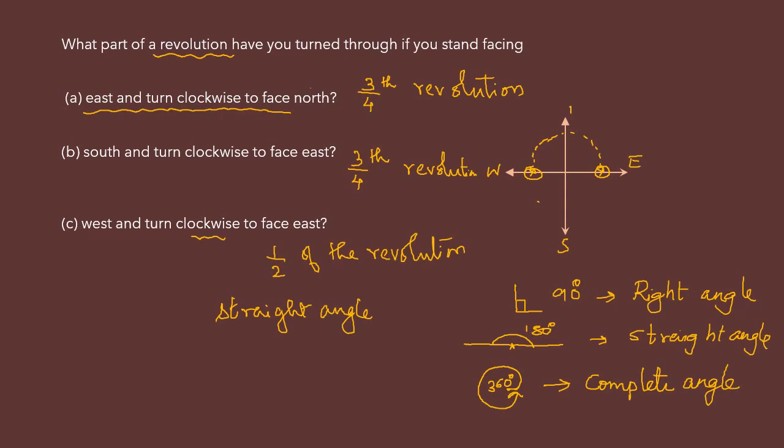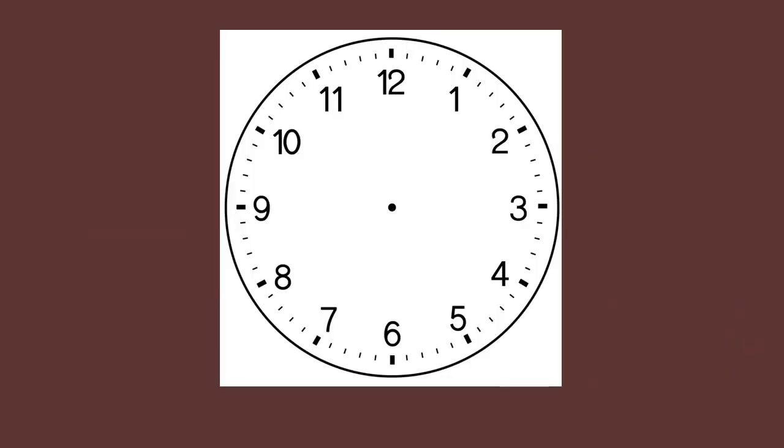Understood? So if you are starting from west, and then you are moving all the way around and reaching west back, then you complete one whole revolution, that is 360 degrees or a complete angle. Clear? Now we'll be moving on to clock hands.